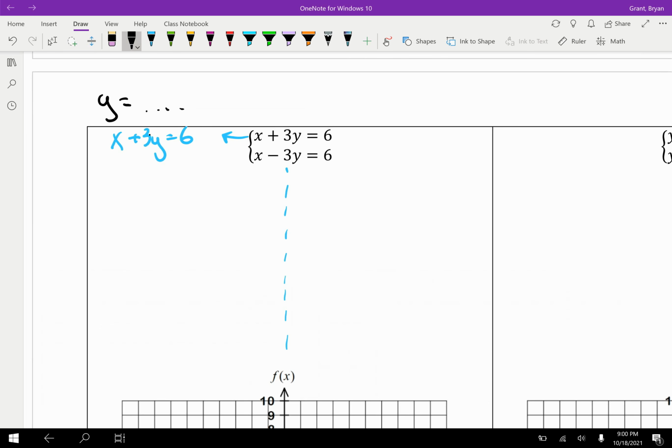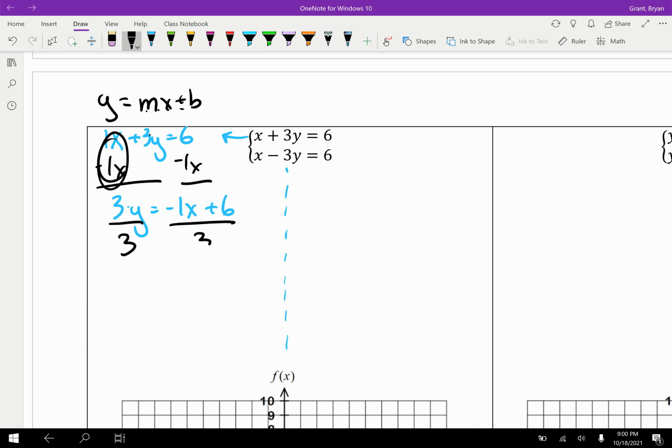So let's undo that adding x first. And don't forget that there's a 1 here. So I'm going to subtract 1x from each side. These cancel, leaves us with 3y equals, and then 6 minus 1x is fine, but since we're going for mx plus b form here, I'm going to put the x's first. So negative 1x and then a positive 6. Finishing this off, to finish isolating y, we need to divide both sides by 3.